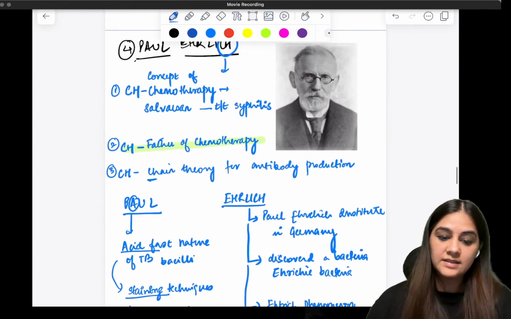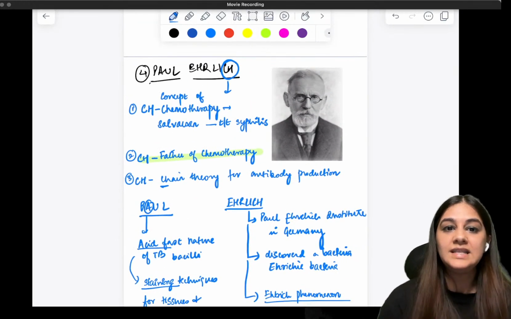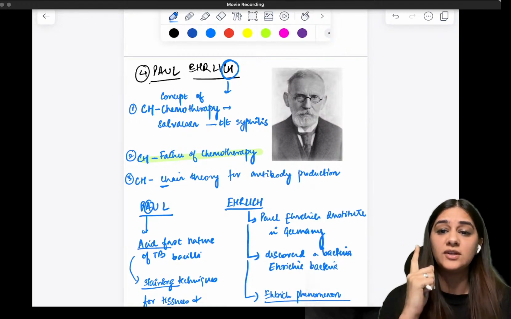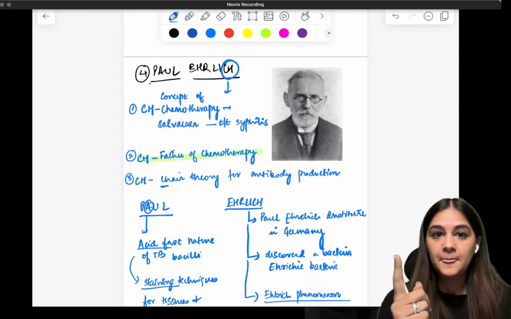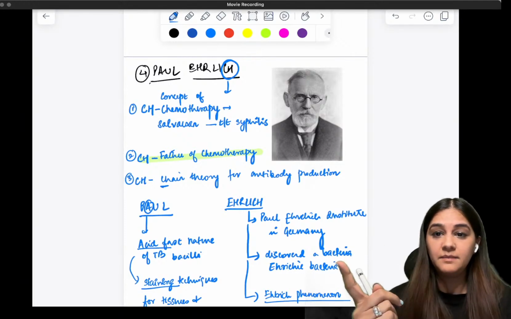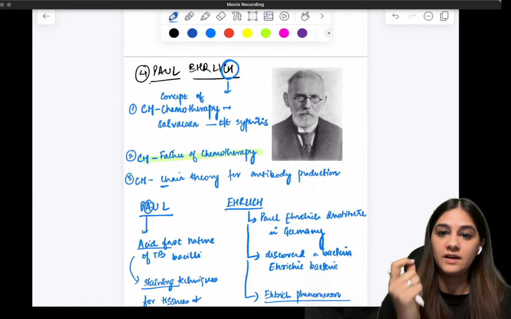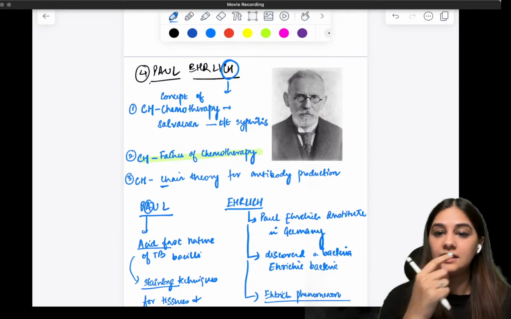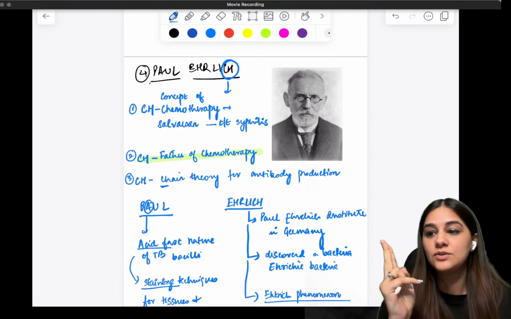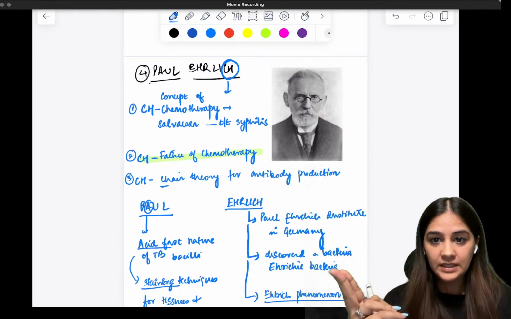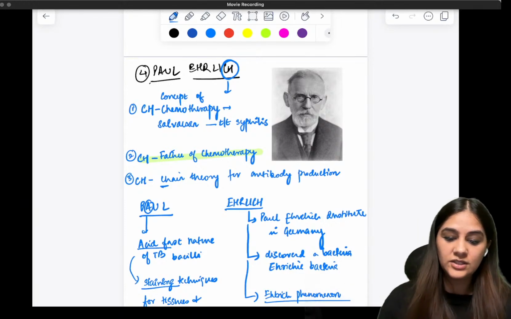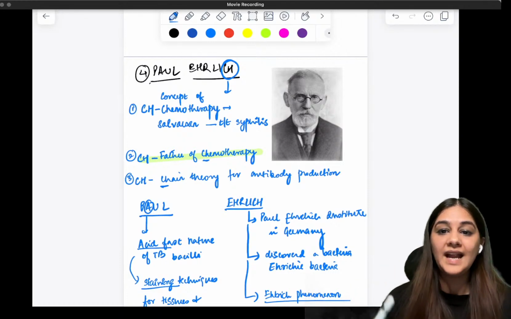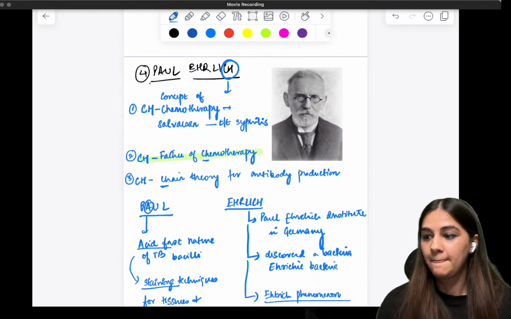Great. So let's revise this again. Paul Ehrlich, CH. What did he do? He did three things with CH. He gave us the concept of chemotherapy. What chemotherapy did he do? He invented Salvarsan, which was used to treat syphilis, right? So that is the first thing. What is the second CH? He is known as the father of chemotherapy, right? Then the third thing is the chain theory for antibody production, right?